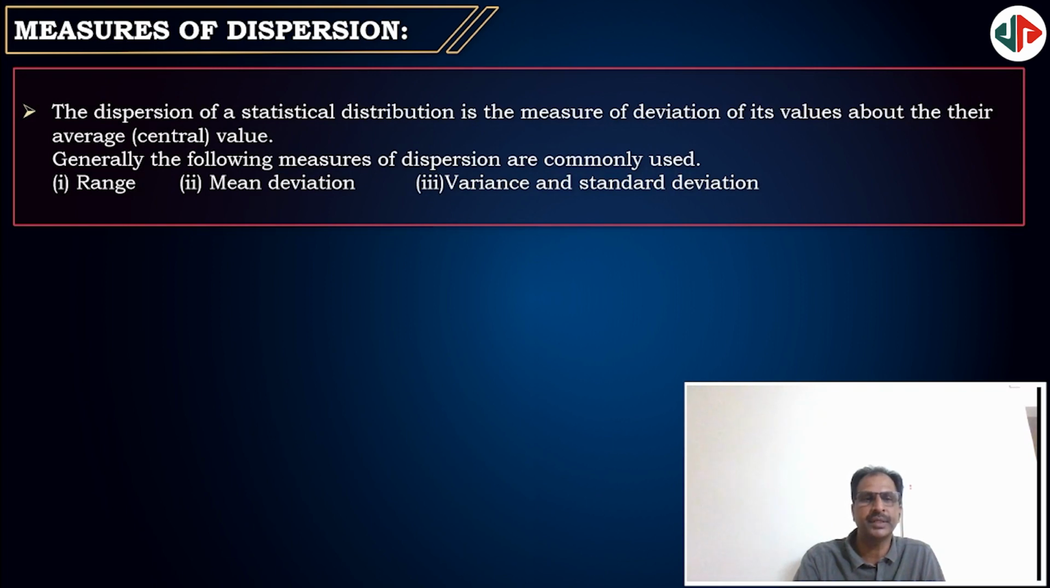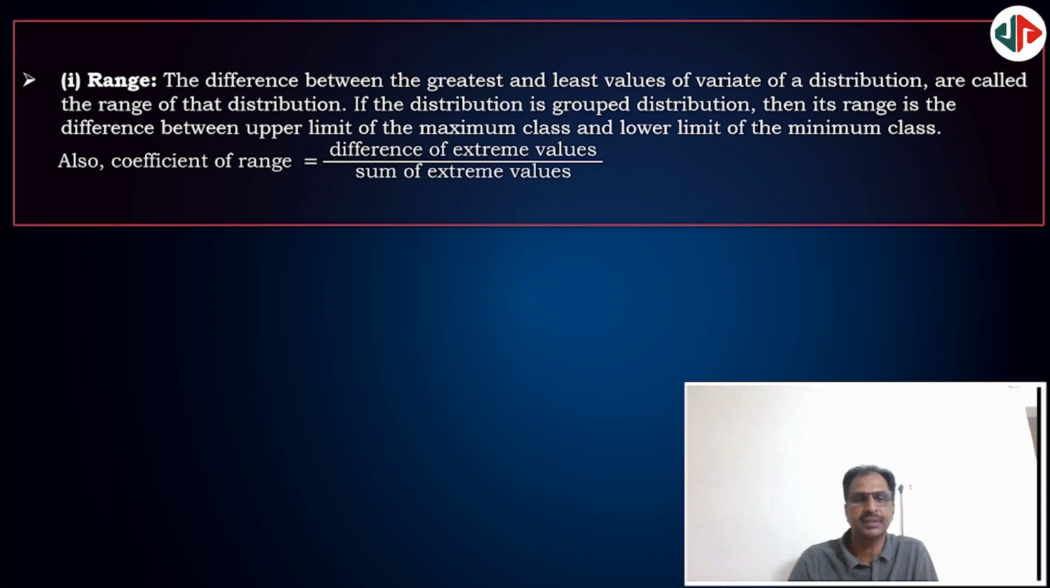Next, what is meant by range, mean deviation, variance, and standard deviation? Range is nothing but the difference between the greatest and least values of a variable. In grouped distribution, that is, whenever class intervals are given, the range is the difference between the upper limit of the maximum class and the lower limit of the minimum class. And the coefficient of range is the difference of extreme values by the sum of extreme values.